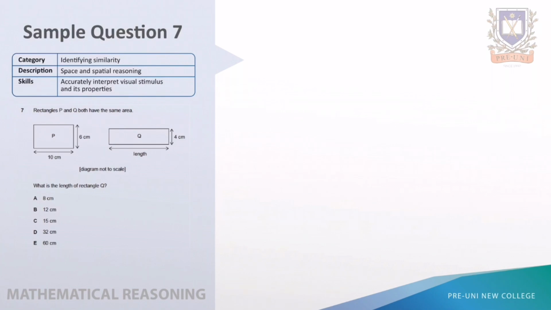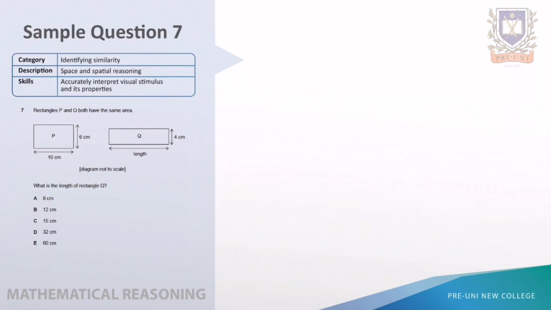For question 7, we have the category Identifying Similarity, the description of space and spatial reasoning, and skills of accurately interpret visual stimulus and its properties. So looking at the question, rectangles P and Q both have the same area. So what is the length of rectangle Q?